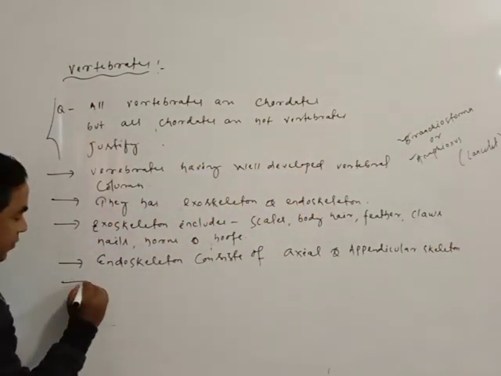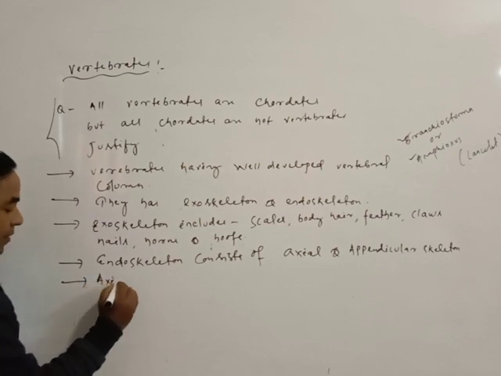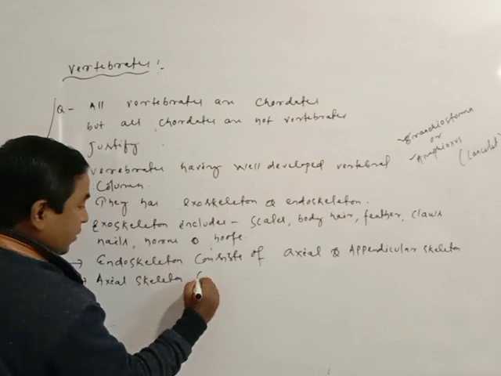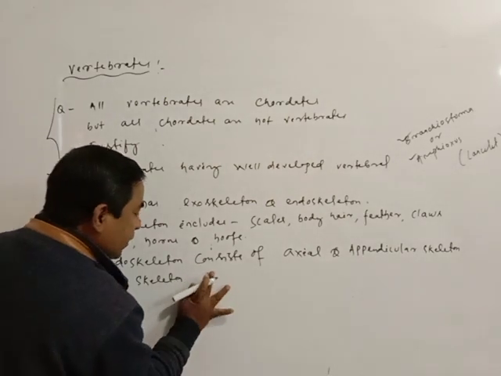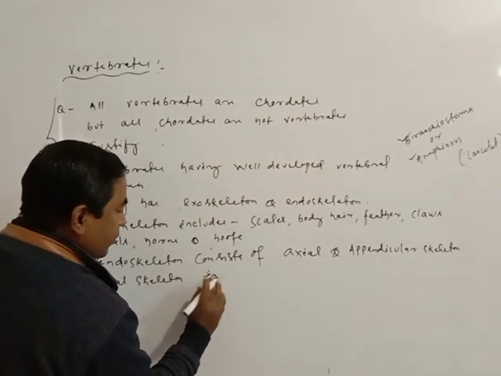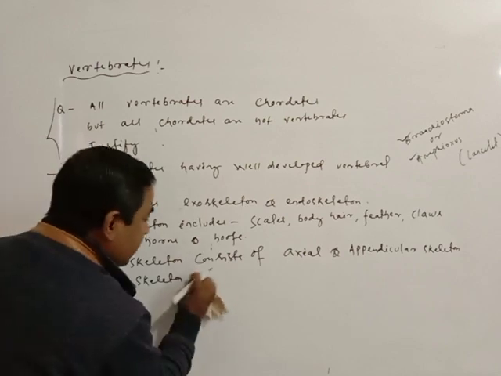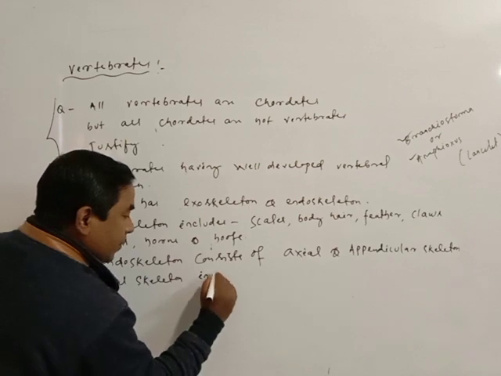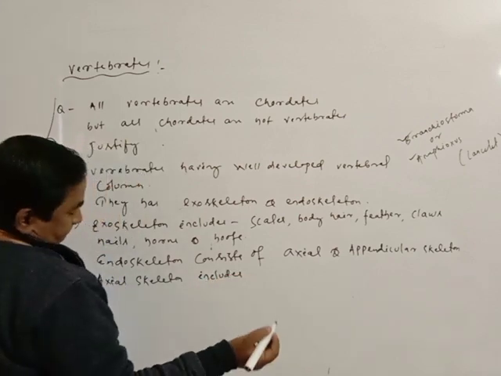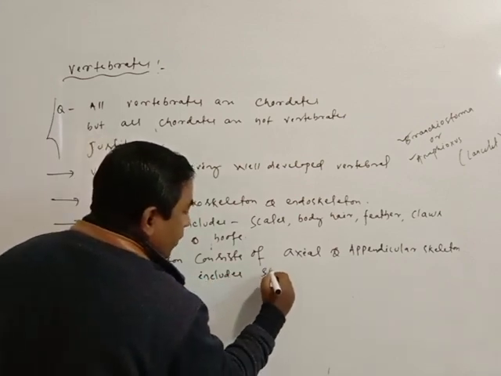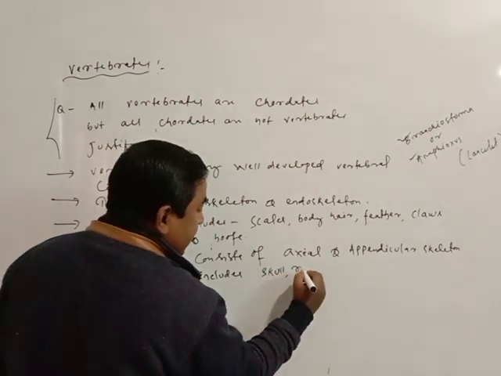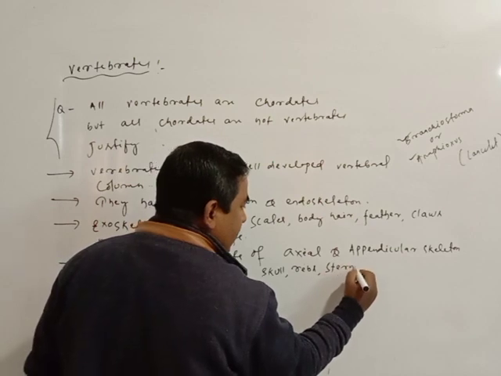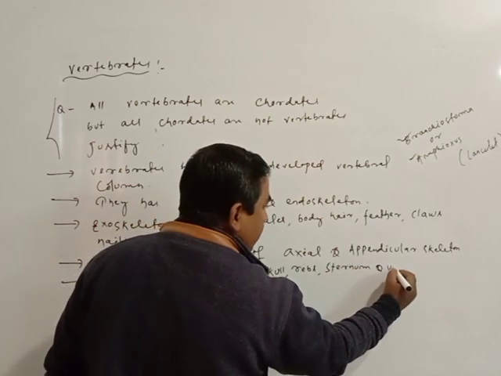Next, the axial skeleton consists of, or axial skeleton includes, skull, ribs, sternum, and vertebral column.